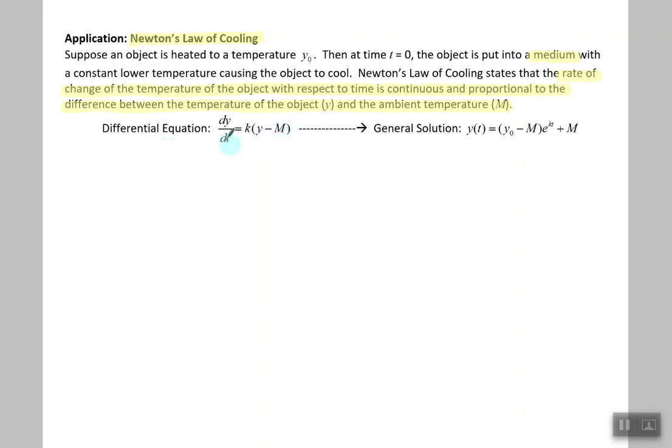Let's take a look at solving this differential equation. We start by separating the variables, y and t. So if dy is over here, this part that has the y in it needs to go to the other side, so we divide both sides by y minus m. We end up with 1 over y minus m times dy equals, and we want the variable t to be on the other side, so we multiply both sides by dt. So that makes k times dt.